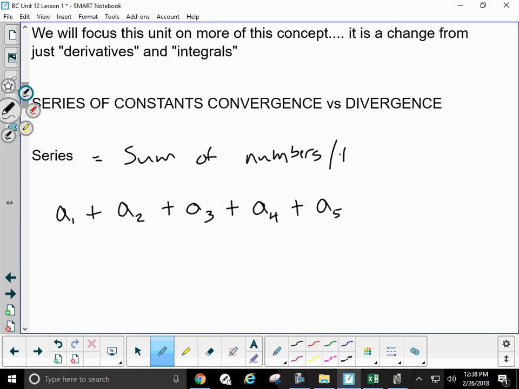Or terms. This is a finite series. We're only adding 5 things together. A sub 1 is just a number. All of these A's are just numbers. We denote all of these as A sub n's. And I'm taking a sum of these A sub n's starting from the first n going to the 5th. This is summation notation.